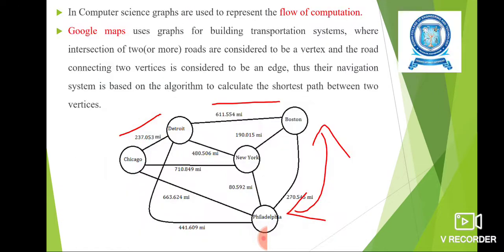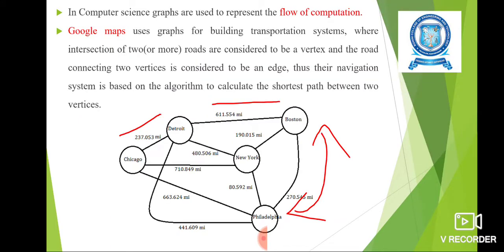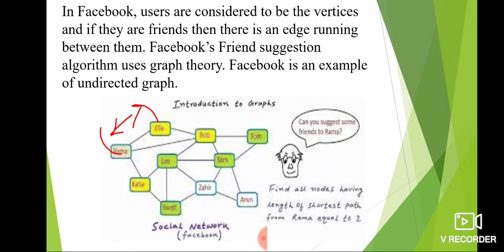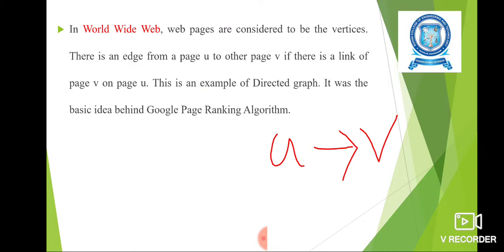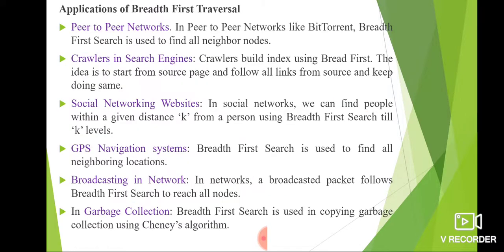So that's about the applications of graph data structure. Some of the major applications in computer science are: it is used to represent the flow of computation, in Google Map, in Facebook, and the same concept is used in the World Wide Web and for operating system deadlock detection. Some of the applications of breadth first traversal are peer-to-peer networks like BitTorrent, where we can use BFS to find all the neighboring nodes.